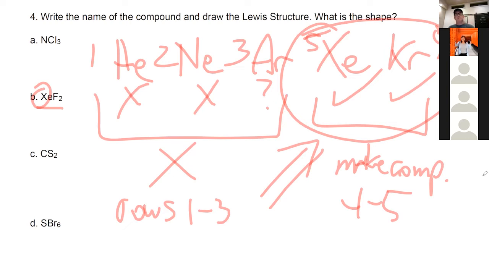Every time we add a row to the periodic table, what are we actually doing? We're adding another something. Is it adding another energy level? That's right. We're adding another shell. So helium is only 1 shell. Neon has 2. Argon has 3. Krypton has 4. Xenon has 5. So every time you add an energy shell, what happens to the atom? It becomes more stable? No, not really.